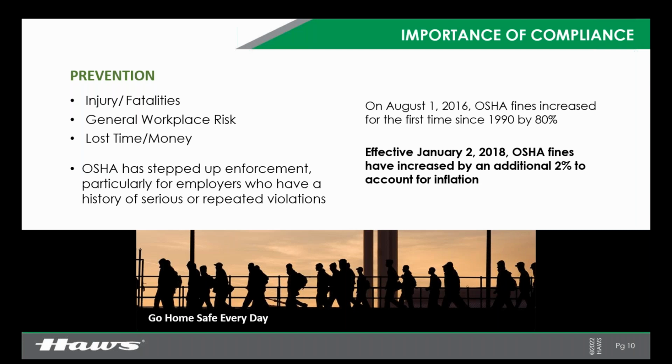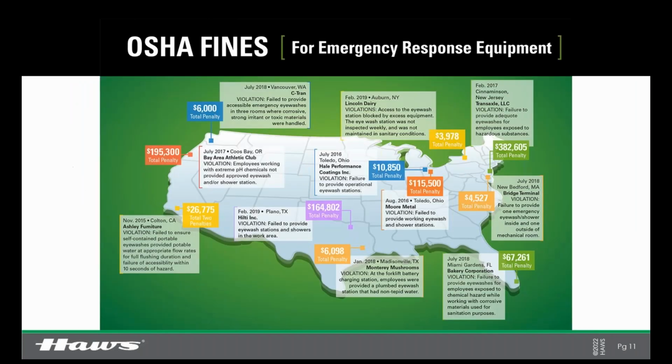OSHA has stepped up enforcement, particularly for employers who have a history of serious or repeated violations, two of the most serious violations you can get. On August 1st, 2016, OSHA fines increased for the first time since 1990 by 80%, which was a huge deal. 80% is a gigantic margin. That almost doubled the existing fines, and it was a hard pill to swallow. But they had to catch up. They weren't effectively changing it to adjust for inflation, but they are doing that now, and year over year, they're going to adjust to account for inflation. So fines will only get more serious. It's important that we stay on top of this.